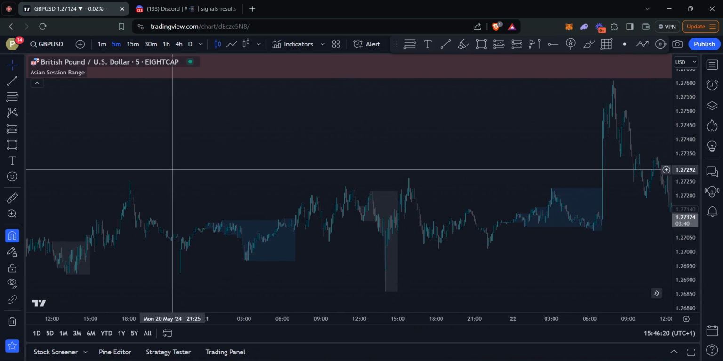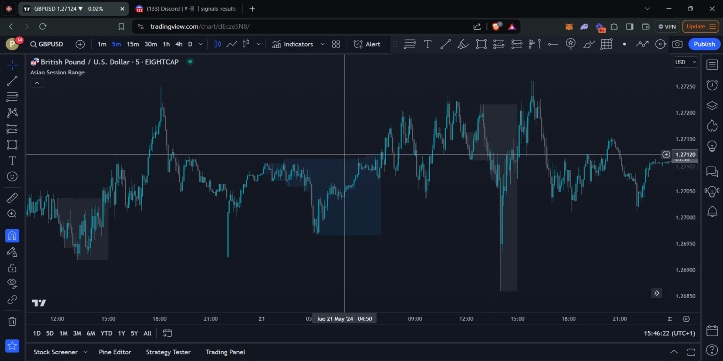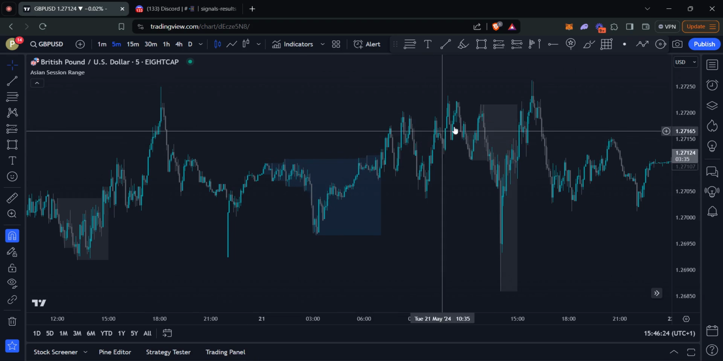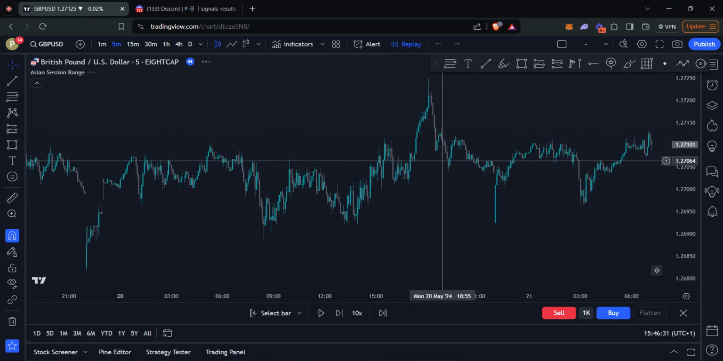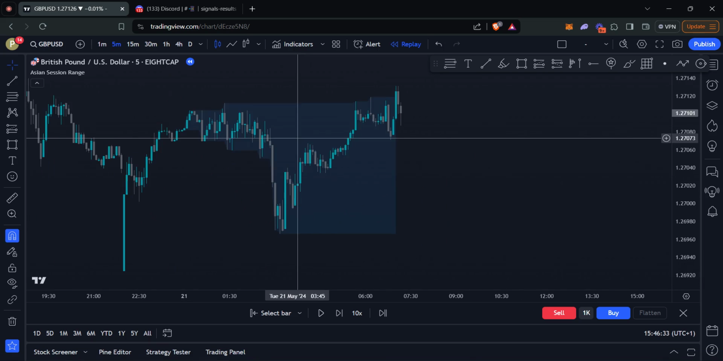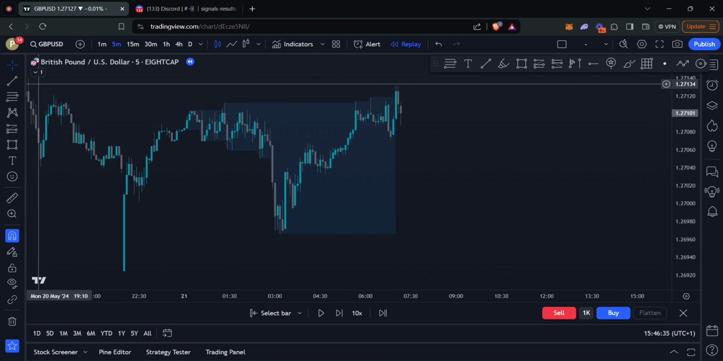Now, I did have a lot of questions from a couple of the members inside of the Discord as to why I took the second trade instead of the first one on GU, but we'll go into that in just a little while. So first things first, what we do when we come onto our charts is we identify the Asia low and the Asia high.